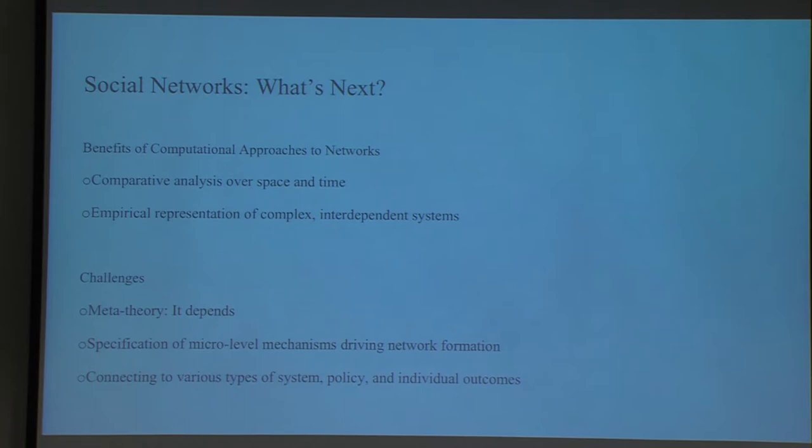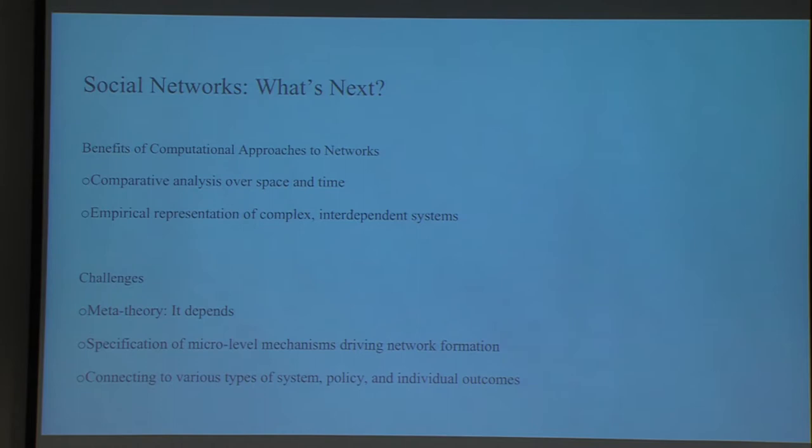But we don't really have very much good meta theory about under what conditions we expect different sorts of networks to function in different types of ways. What sorts of dynamics would we expect? When do we expect networks to have multiple functions? We have some theories about what the micro-level mechanisms driving network formation are, like preferential attachment, but demonstrating what those are in different empirical settings is something we can do or start to think about with big data computational approaches. And then connecting these networks at the system level, individual level, how all the different levels from the individual to the network to the macro level all combine.